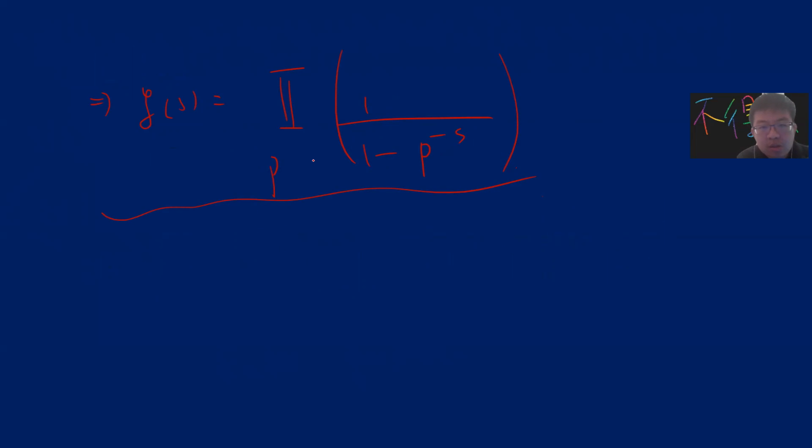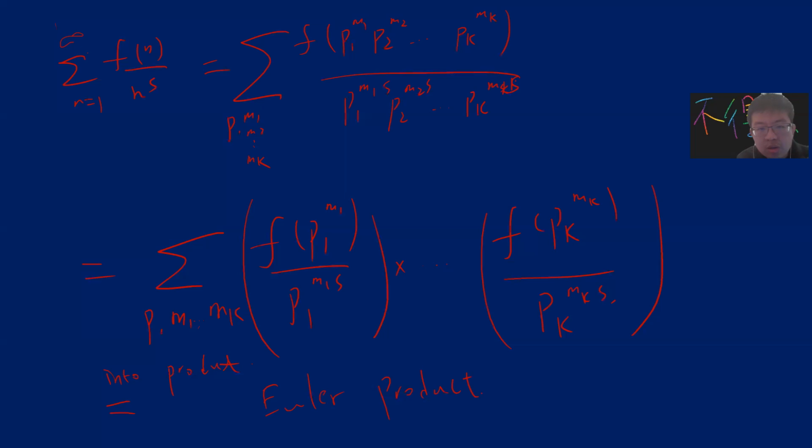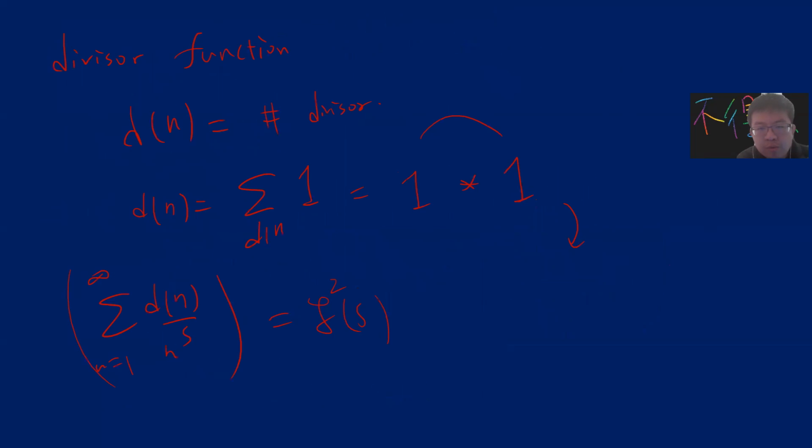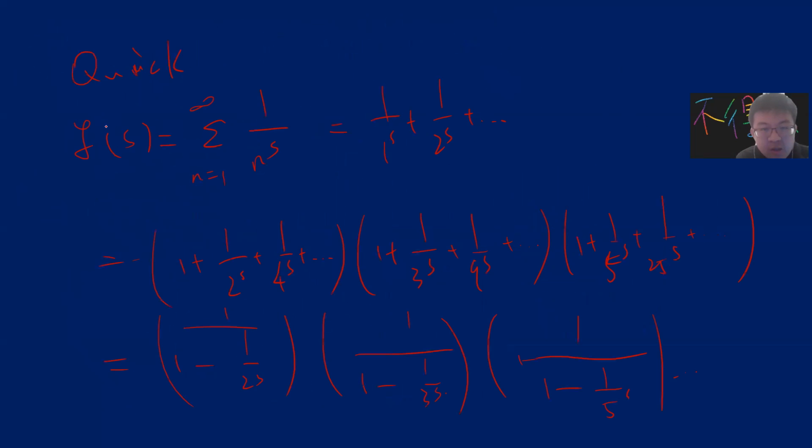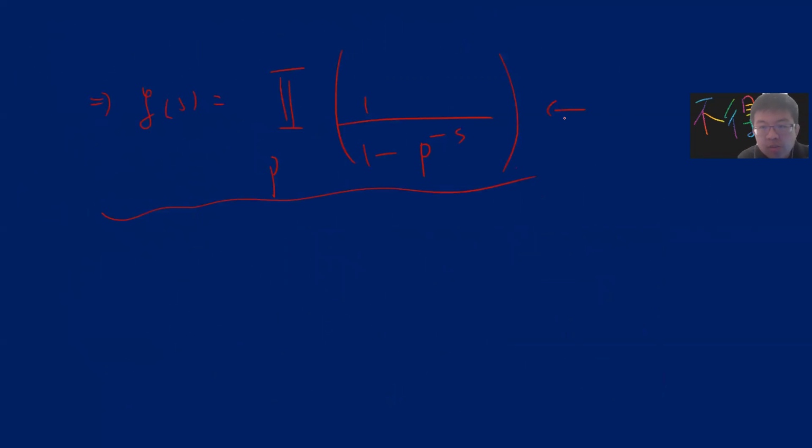Okay, so yeah, if you just plug in the formula that I showed, where f of p to the m in this case is 1, so 1 divided by p to the m s, and you write down the infinite series, and then you just change it. Okay, so you get the Euler product. Okay, so this is the Euler product of the zeta function.